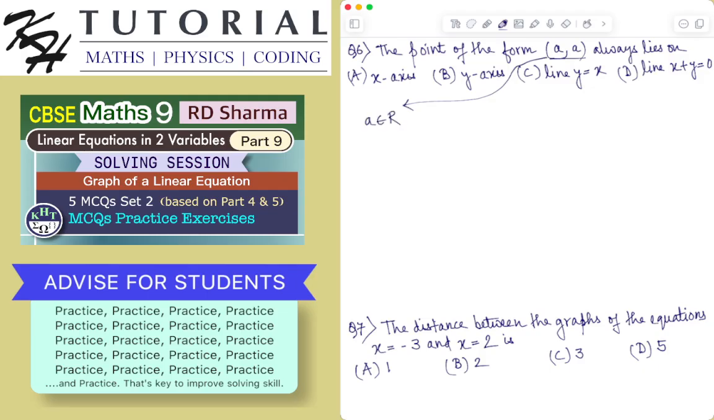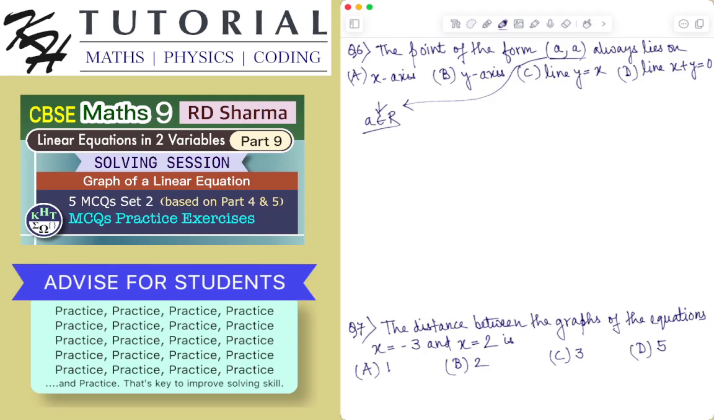I always mathematically describe the fact that a is a real number by this notation, that is, a belongs to R. R denotes the set of all real numbers, and this symbol belongs to is epsilon. The name of the symbol is epsilon. It means belongs to, that is, a belongs to the set R, which means that a is a real number. So a is a real number does not necessarily mean that it will always be 0.